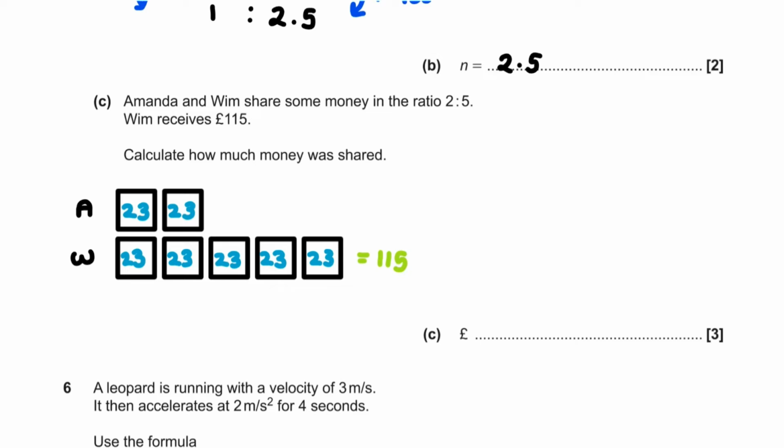So the total that A receives is 23 multiplied by 23, which is 46. So the total that they received then, if we add these together, we get 161.